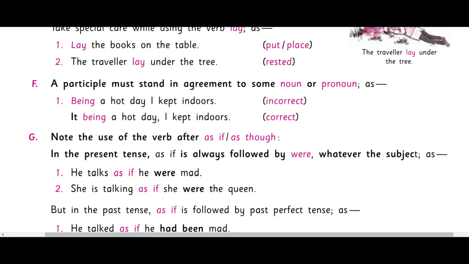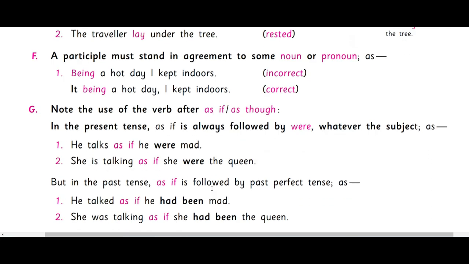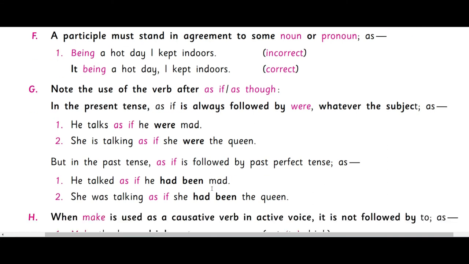For example, he talks as if he were mad. As if usually looks like it takes a singular, but the rule is that when we use as if, we have to use the plural form of the verb. He talks as if he were mad, not he was mad. She is talking as if she were the queen, not she was queen. After as if we use the plural form of the verb. These are exceptions we have to learn.